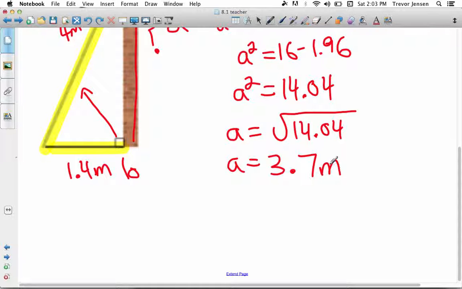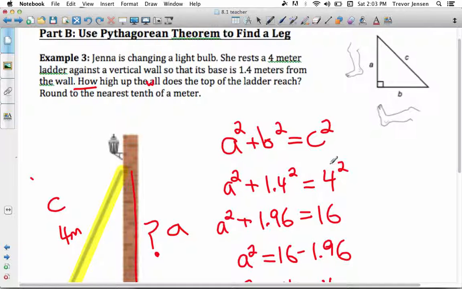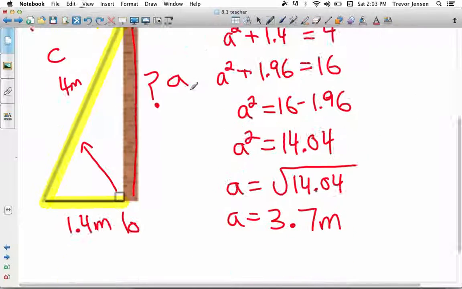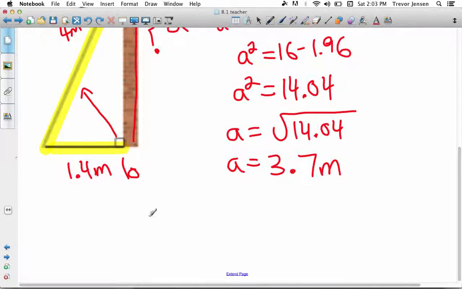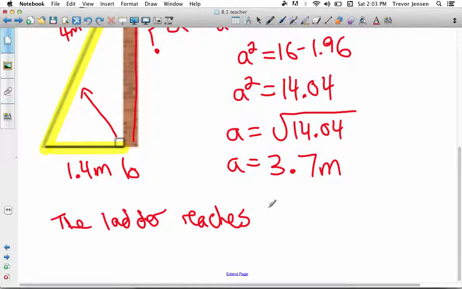Good, so that tells us, let's look at what the question asks us. It asks us to find how far up the wall the ladder reaches. So it was asking me to find a, and I found out that was 3.7 meters. So the ladder reaches 3.7 meters up the wall. Good, so now I've answered that question.